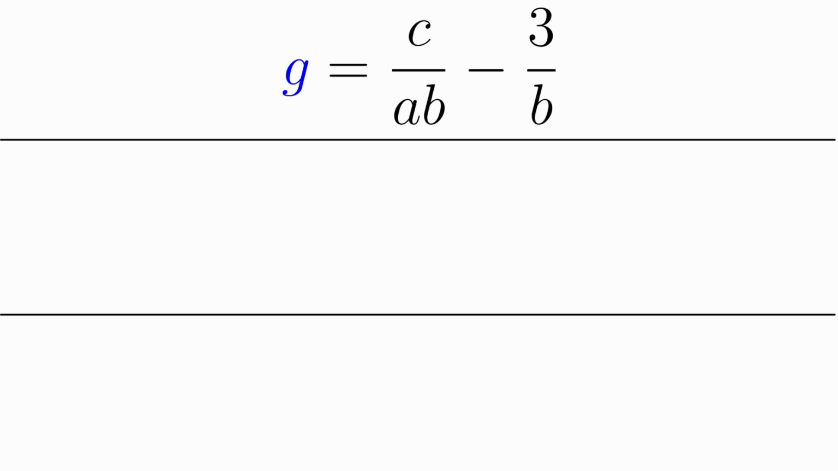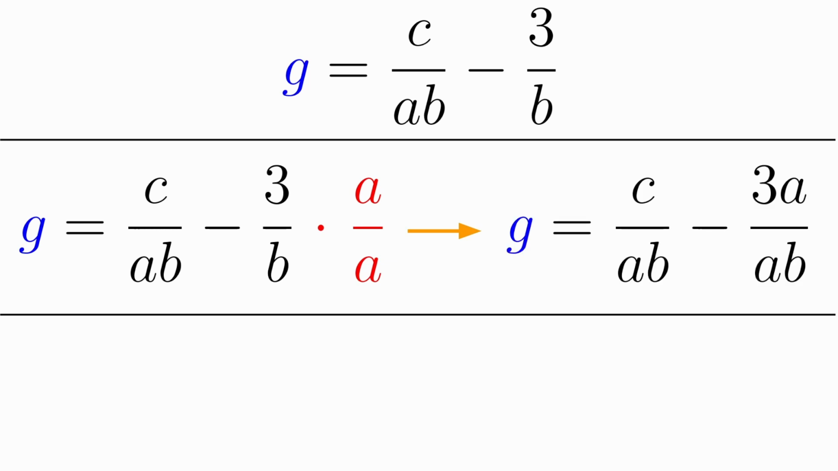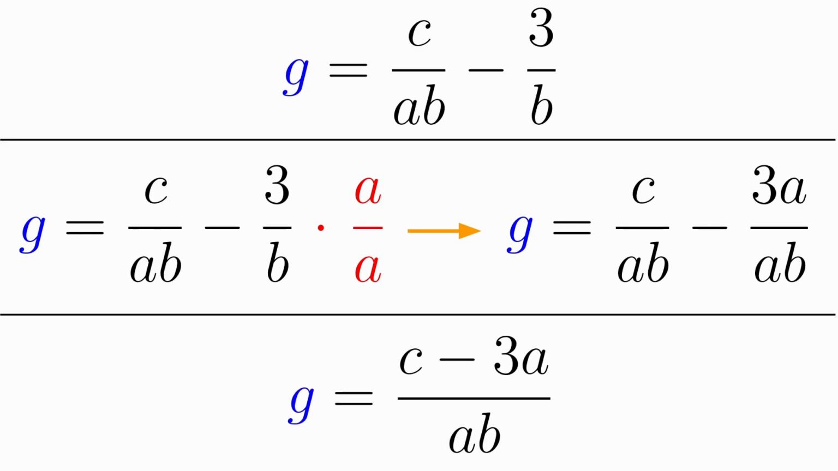And that looks really good, but once again, you never know. Maybe they'll take it one step further and combine the fractions. So why don't we go over that for this one, just for the sake of being thorough. The common denominator is ab, that's the LCD. So we're going to multiply that 3 over b term by a over a. And it will transform into, instead of 3 over b, 3a over ab. We now have a common denominator, so we can smush the fractions together. And we get g is equal to c minus 3a over ab.